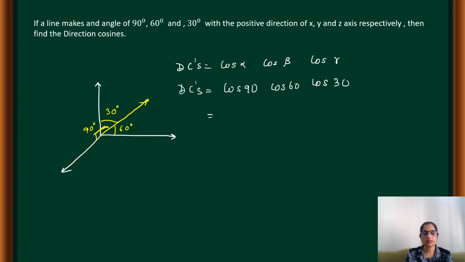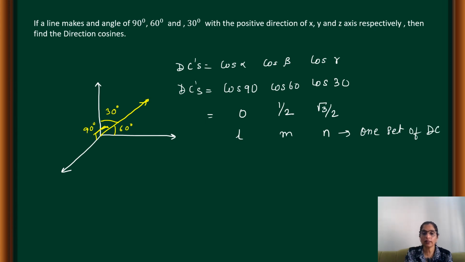What is cos 90? Cos 90 is equal to 0, cos 60 is equal to 1 by 2 and cos 30 will be root 3 by 2. What is this? This is equal to L, M and N. This is one set of direction cosines, correct?